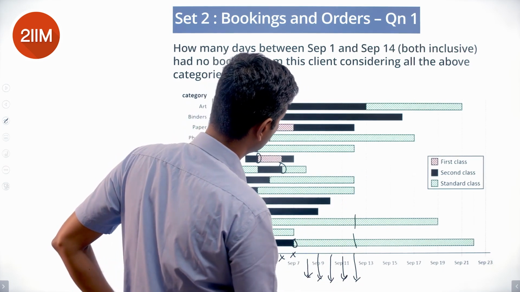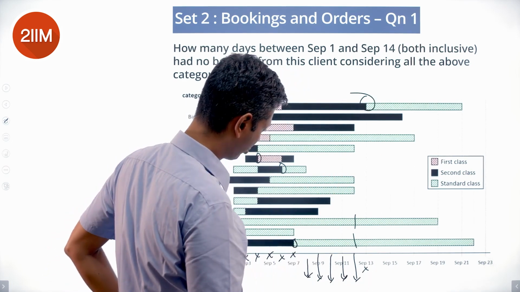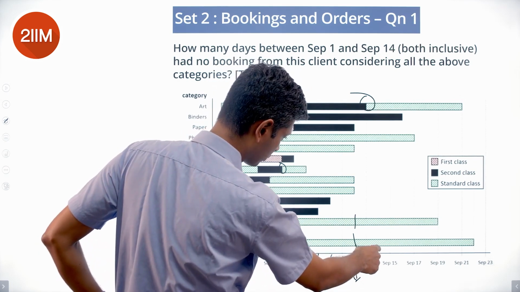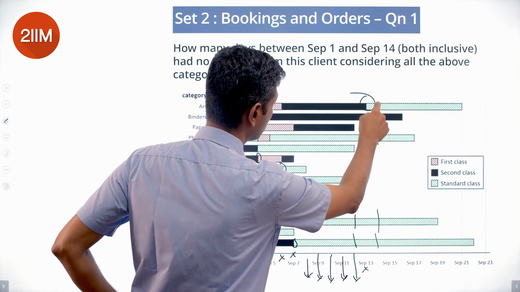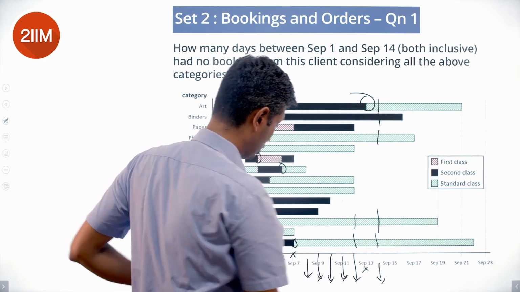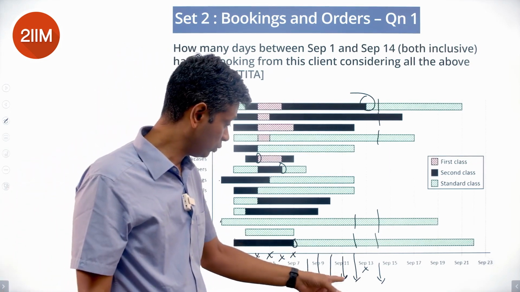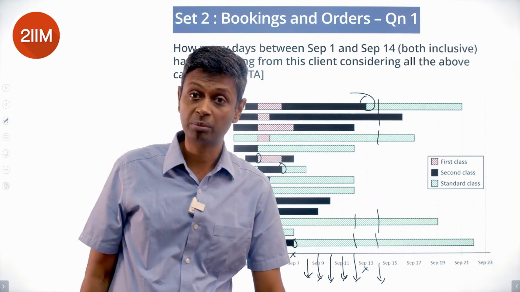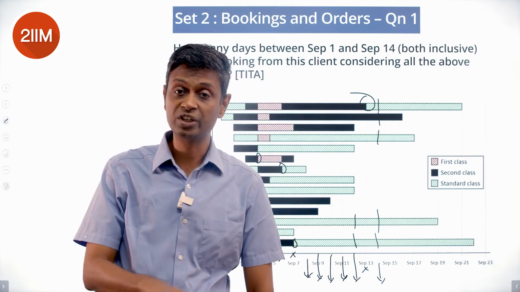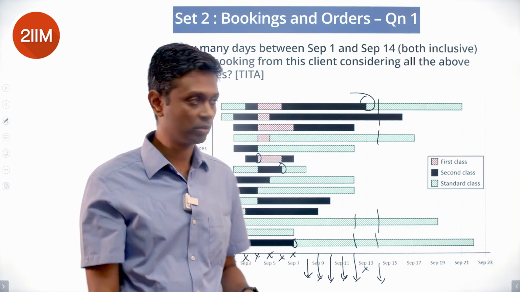September 13 we have a beginning here. We should not count September 13. September 14, nothing here, nothing here, nothing here, nothing here. September 14 will get counted as well. September 1 to 7, nothing happened for us. And then 1, 2, 3, 4, 5, 6 different dates. Except September 13, everything from September 8 to September 14. So 6 different occasions, no new orders were booked. Several were dispatched, nothing was booked.